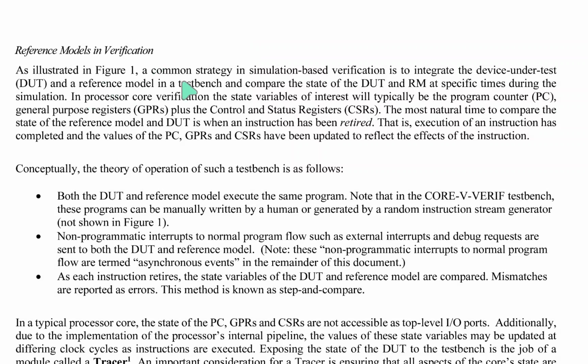and a reference model in a test bench and compare the state of the DUT and the RM at specific times during the simulation. In processor core verification, the state variables of interest will typically be the program counter, general purpose registers, GPRs, and the processor control and status registers, CSRs. The most natural time to compare the state of the reference model and DUT is when an instruction has been retired. That is, execution of the instruction has completed and the values of the PC, GPRs and the CSRs have been updated to reflect the effect of the instruction.